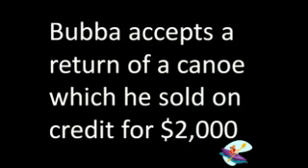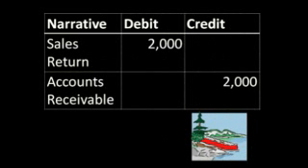Many businesses will use a separate sales returns account to record the returns. This account will be debited. The amount that Bubba is owed has also been reduced as a result of the return. To reduce an asset account, we need to credit the account. So debit sales returns with $2,000, credit accounts receivable with $2,000.